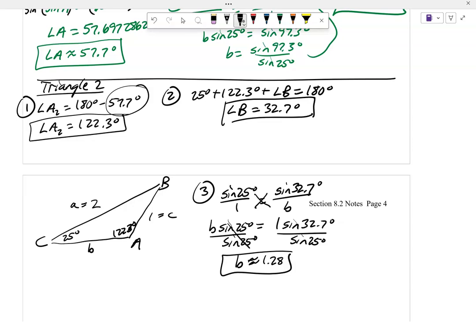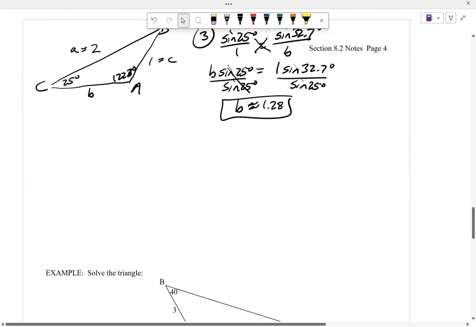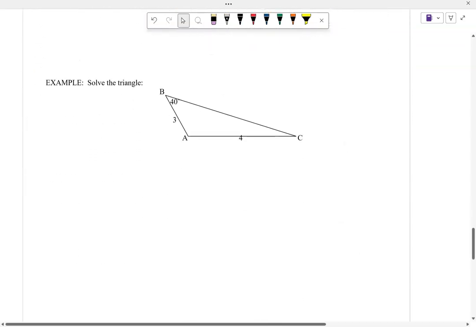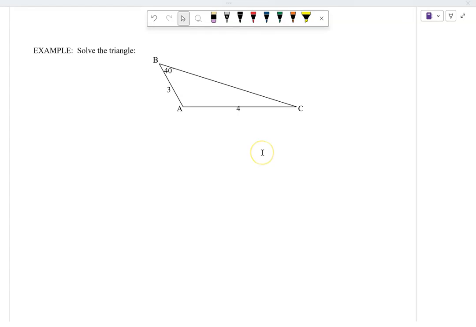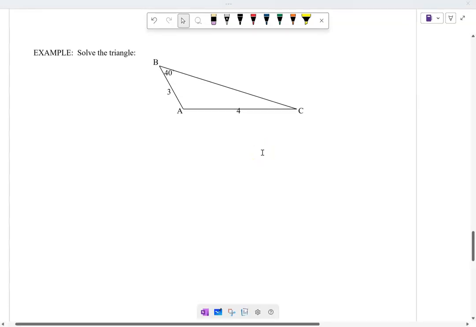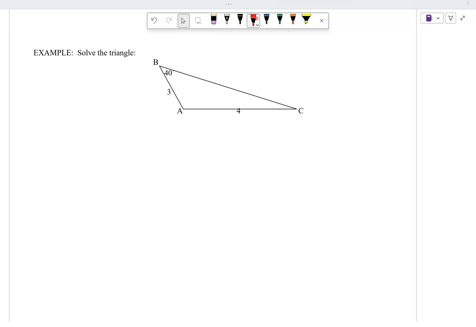All right, let's keep going. Some more of these. All right, we've got another angle side.